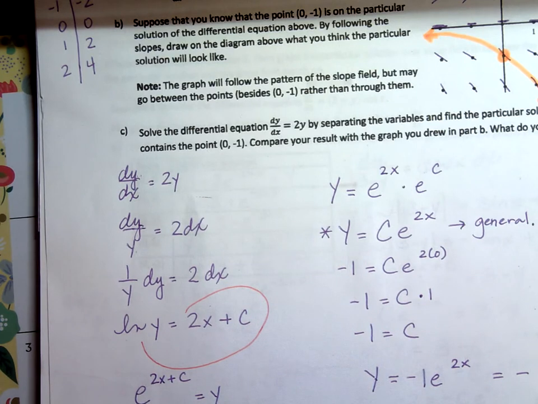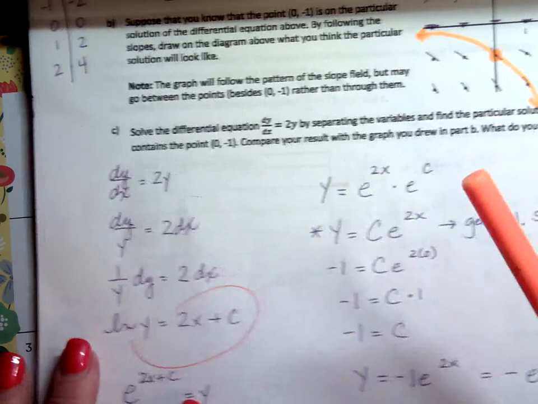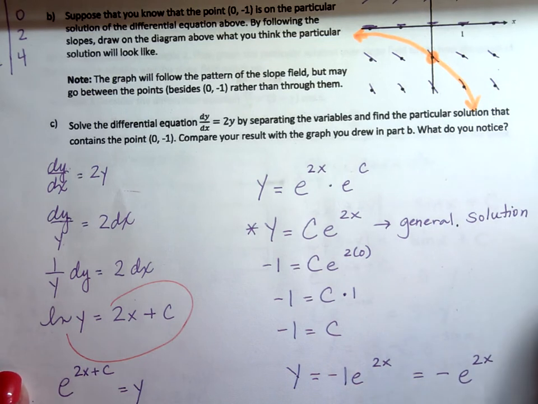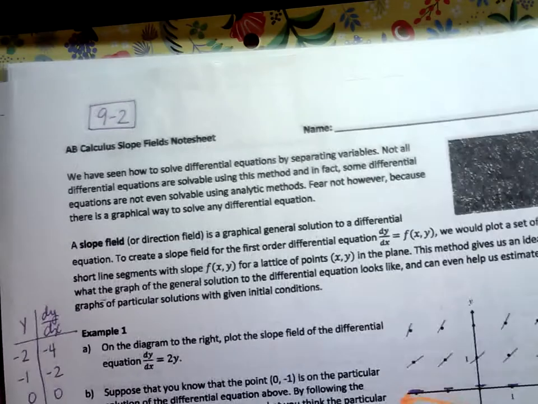And then they told you you've got a particular solution at (0, negative 1). So if you plug in your (0, negative 1), x is 0, y is negative 1, you end up being able to solve for your actual function itself. And that is y equals negative e to the 2x. And so that was your example 1 problem with slope fields. Let's see what else we got.